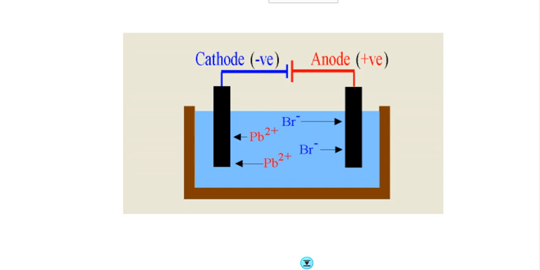Okay, so what we're going to look at is the electrolysis of lead bromide. Now this is a typical example of an ionic compound. Okay, so it's clearly made up of two ions. Okay, so it is lead bromide. So the first thing you need to be able to do is to work out the formula of the compound. So it is lead 2 bromide.